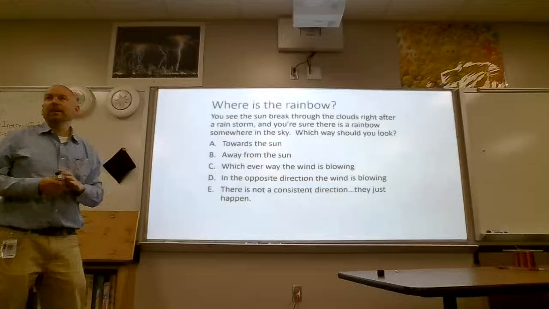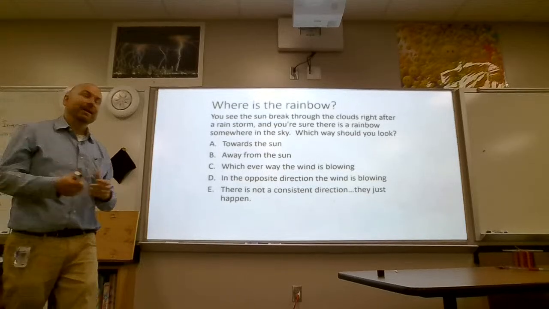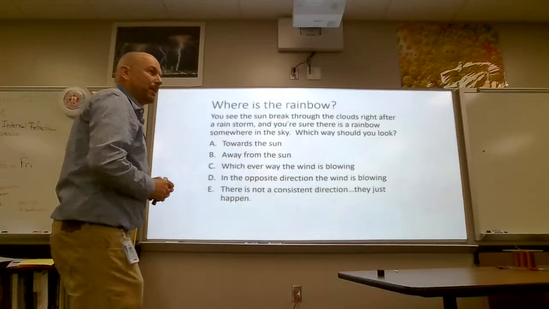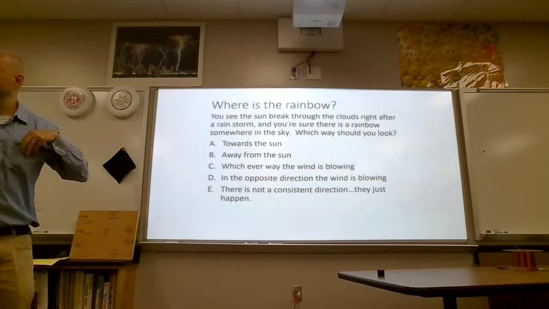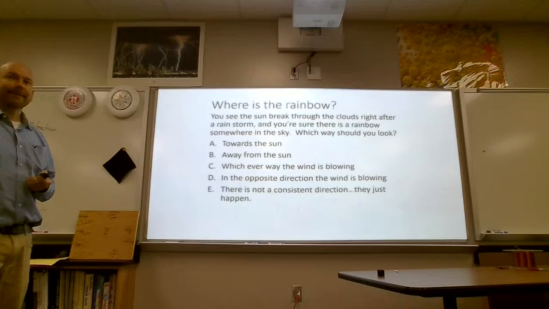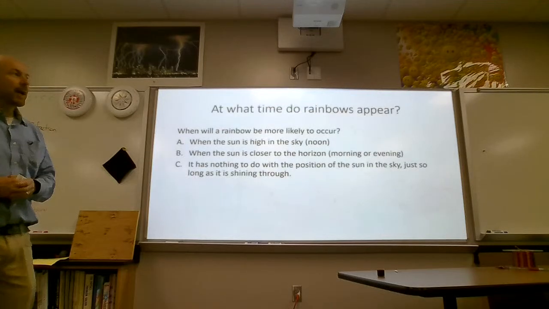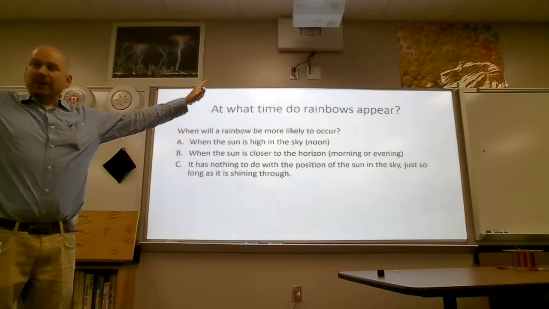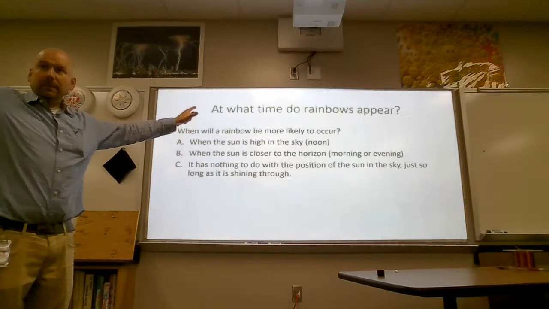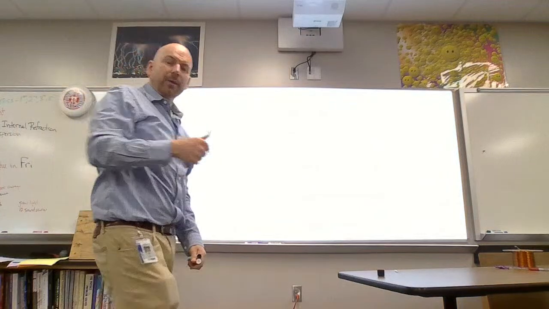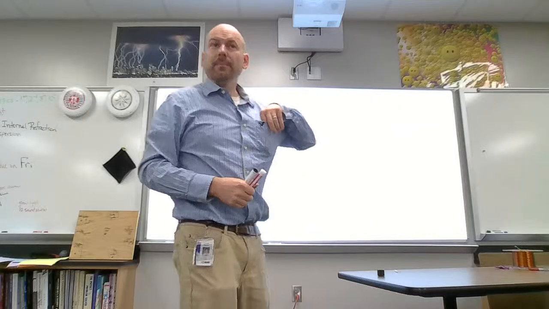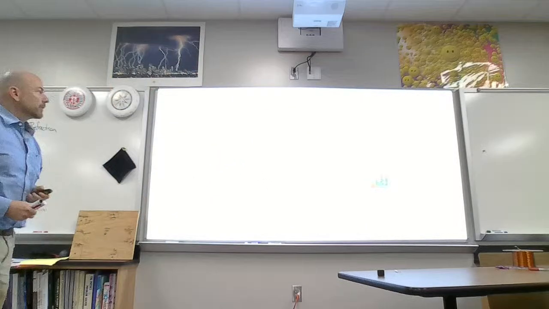So, what conditions do you need? Well, you need the rain, the sun to come out. You need to put your back towards the sun. Look away from the sun to see a rainbow. When is that going to happen? It only happens at a certain angle. It's when the sun is near the horizon, in the morning or in the evening. At noon, the only time you're going to get a rainbow is if you use a garden hose or sprinkler, and you can see it underneath you because the sun's at your back.